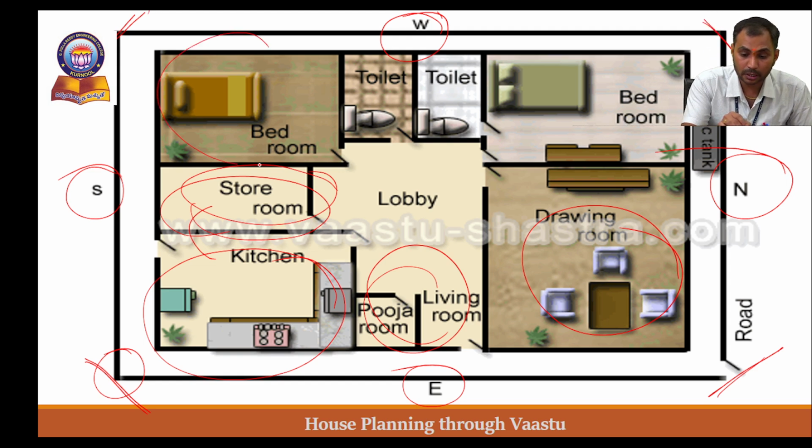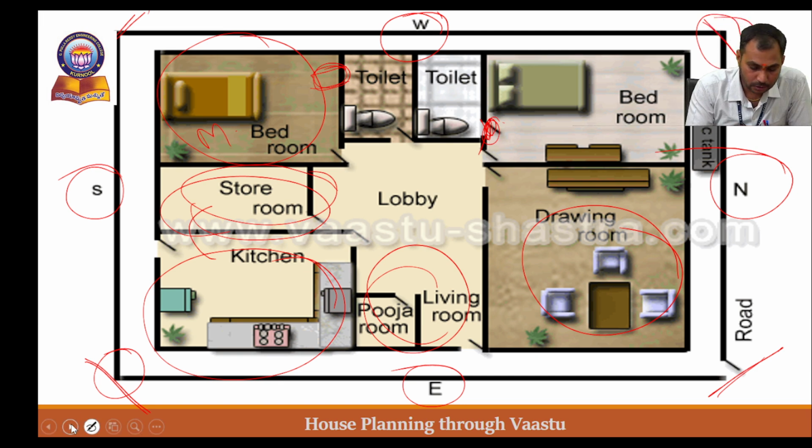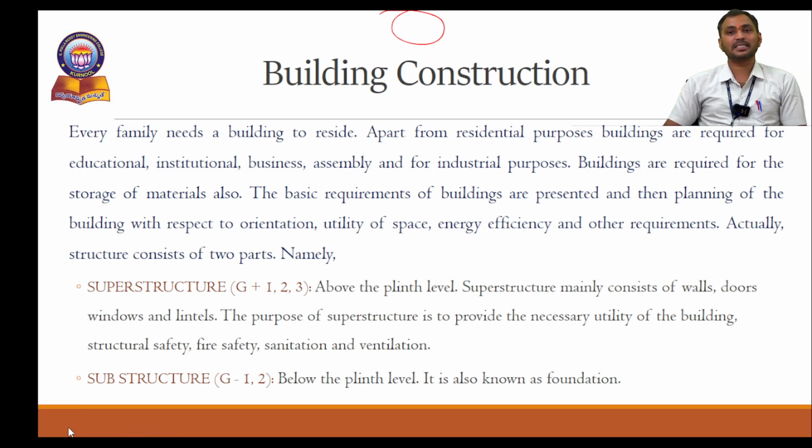Next, in Nairuti Bhagam, we provide the master bedroom, and the attached toilet should also be connected to the master bedroom. You can provide a common toilet, so there is no need to attach one to the children's bedroom. Next, when coming to the Vayuvu Bhagam, we provide bathrooms, septic tanks, verandas or balconies. Right.